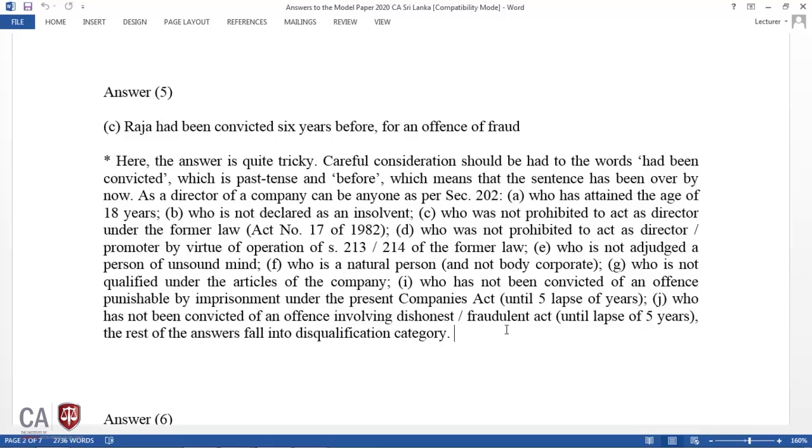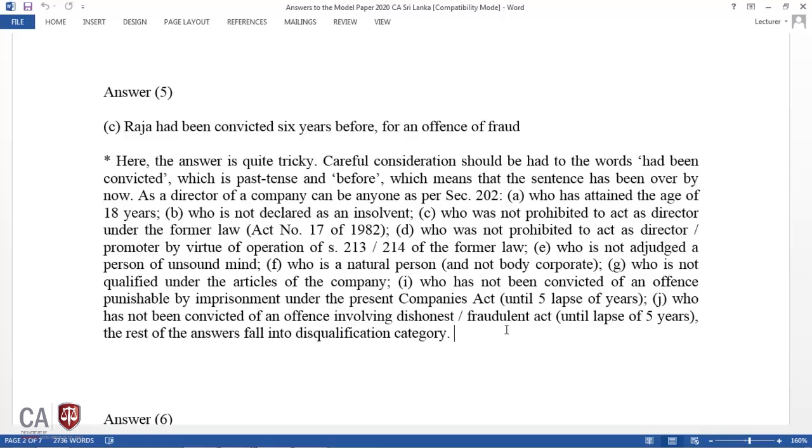Fourthly, who was not prohibited to act as director or promoter by virtue of operation of section 213 or 214 of the former law, or Act number 17 of 1982, is also eligible to be a director. Fifthly, anyone who is not adjudged, that means pronounced by court, a person of unsound mind, or having insanity, or do not fall into that category, is eligible to be appointed a director.